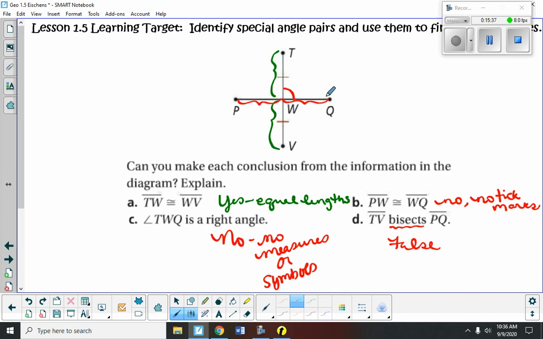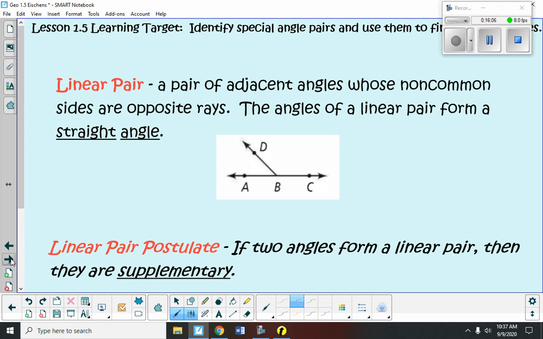This segment is going through the midpoint, and we know it's the midpoint because these two segments are equal in length, and so this is bisecting this one. So it should be the other way around. Segment PQ bisects segment TV, because TV is the one that gets cut in half. Segment TV. All right, so let's move on.